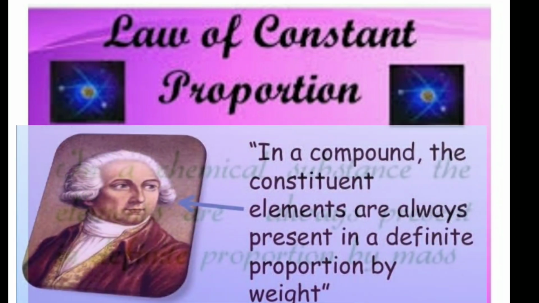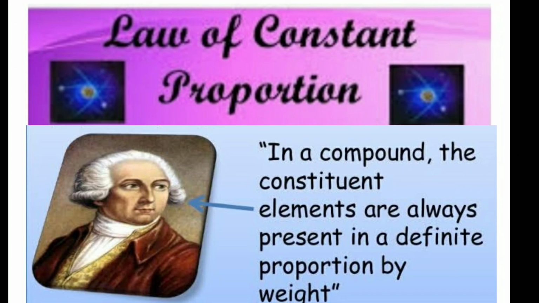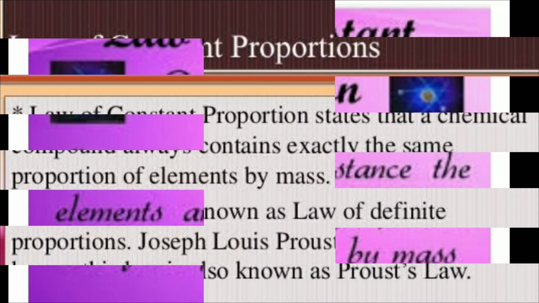This law of constant proportion was given by Proust in 1779. He analyzed the chemical composition, type of elements present and percentage of elements present in a large number of compounds and came to the conclusion that the proportion of each element in a compound is constant or fixed, and then stated that in a compound the constituent elements are always present in a definite proportion by weight. Here in chemistry, weight and mass can be used interchangeably.